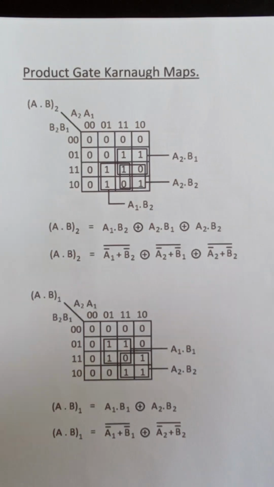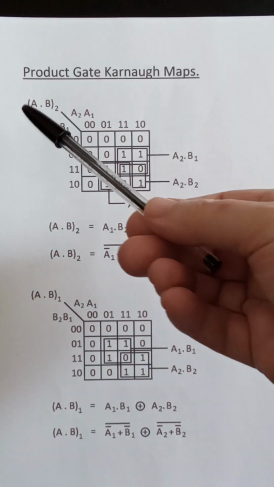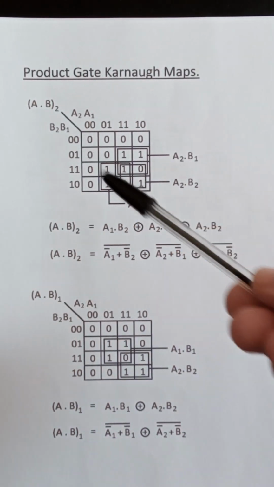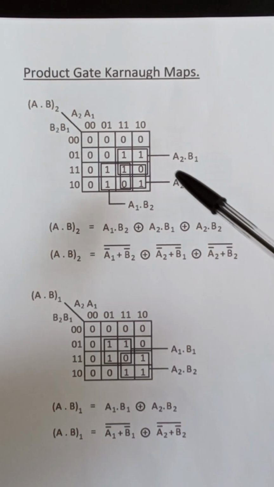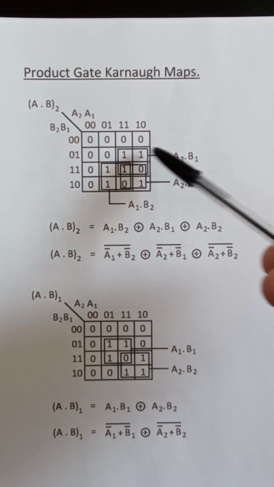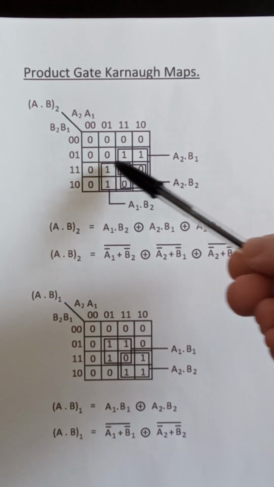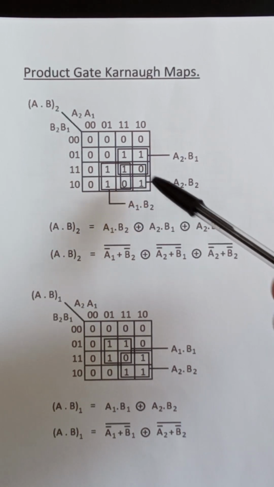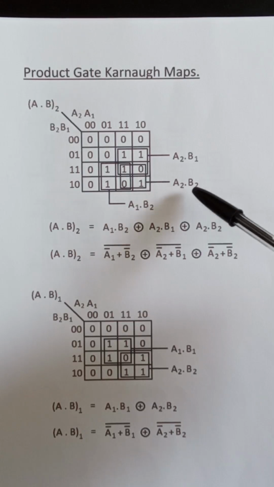These are the counter maps for the product gate. This is A times B2. Right, there's 3 loops going on here. This is A2 and B1 here. This loop here is A1 and B2, and this loop here is A2 and B2.